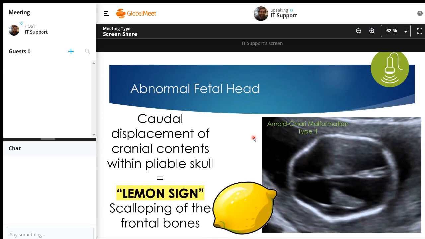And then we have the lemon sign. So this has to do with how the head looks, the cranial vault. So caudal displacement of cranial contents within pliable skull will cause this lemon sign. So scalloping of the frontal bones make it look like a lemon. So indents almost of the frontal bones here. So lemon sign and banana sign. So the fruits are associated with Arnold-Chiari malformation.